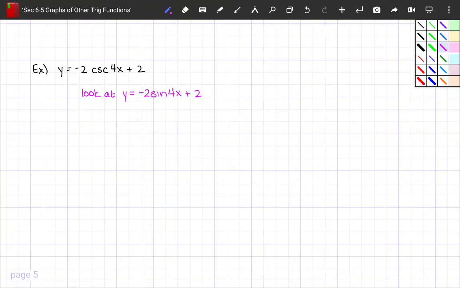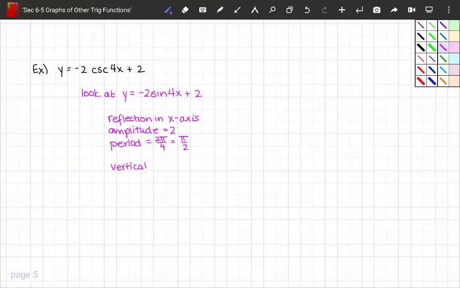So we have quite a bit going on here. The negative means we have a reflection in the x-axis. Amplitude is 2, period is 2 pi over 4, or pi over 2. And phase shift is 0. That plus 2 is a vertical shift, up 2 units.